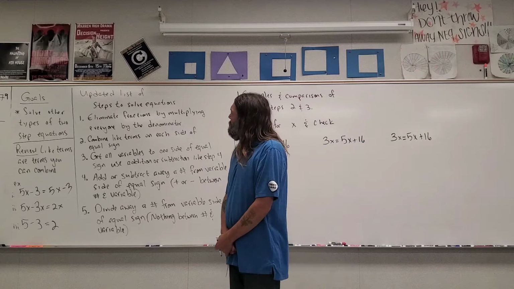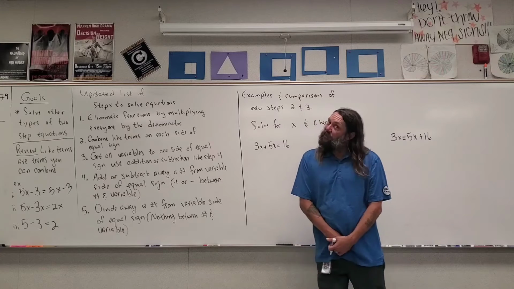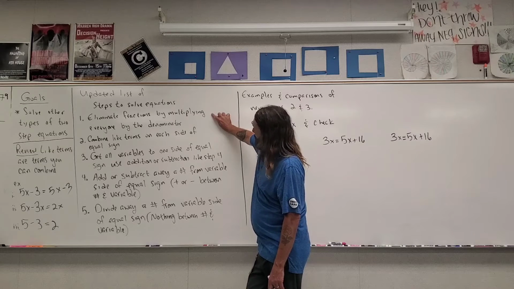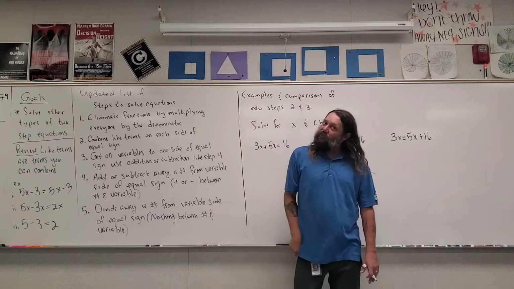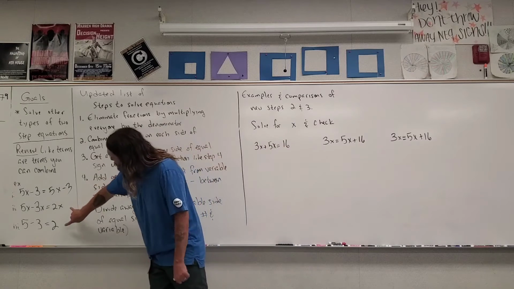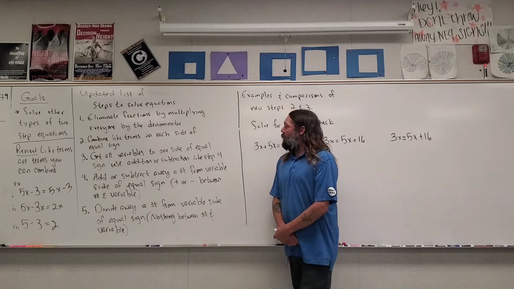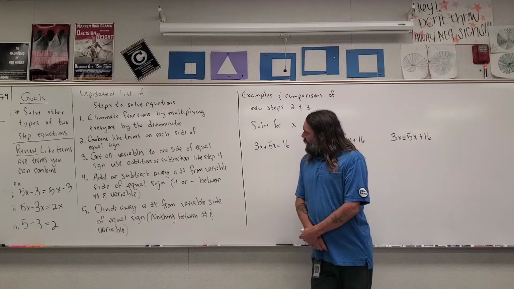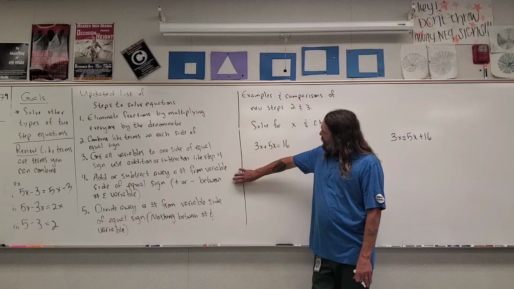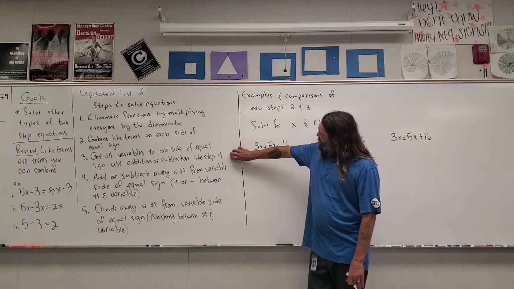So now let me read the updated list of steps to solve equations. The first step, which was a one-step step, is to eliminate fractions by multiplying everyone by the denominator. Our second and third steps are new steps. Our second step says combine like terms on each side of the equal sign. So here's what we're looking for on each side of the equal sign, things that we can put together. Our third step, get all variables to one side of the equal sign. We use addition or subtraction like we do in step 4. So how we move numbers to the other side of the equal sign using addition or subtraction in step 4, we do that in step 3.